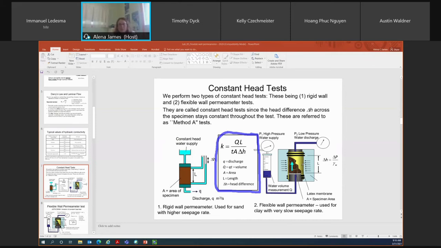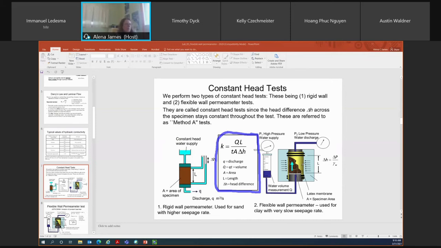Likely you would get a specimen from a Shelby tube and cut it into a smaller dimension. Usually we use around a 50 millimeter length for the specimens, sometimes a bit larger. Area represents the area of your specimen, so you'll know the diameter of your specimen and you can just calculate the area. And delta H represents your head difference.